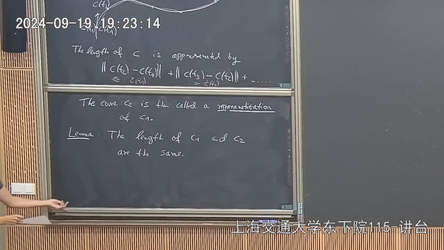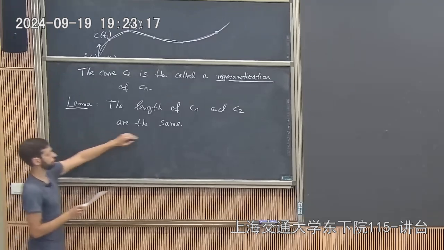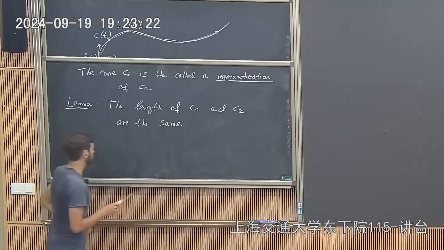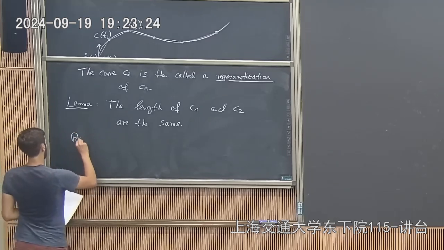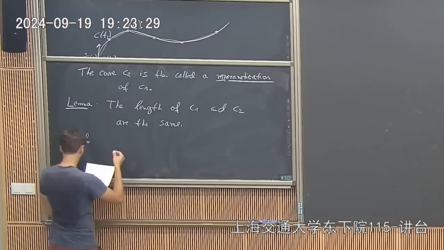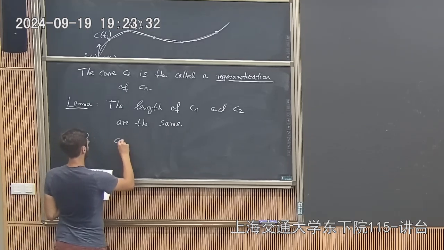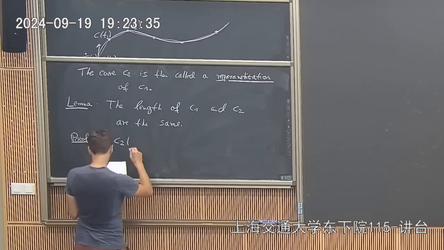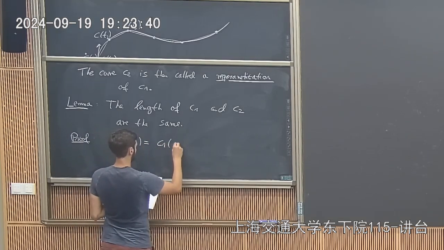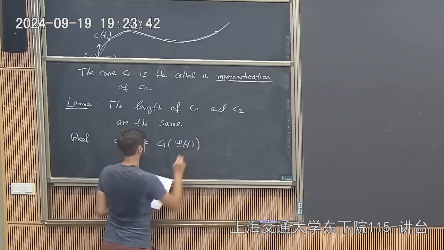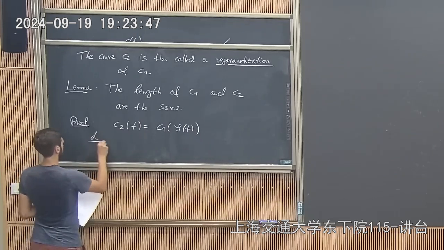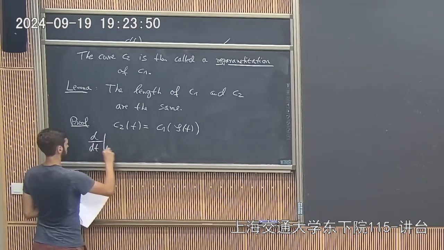So let's calculate this. Let's try to relate the length of C2 to the length of C1. And for this, we need to take the derivative. Just recall that C2 was defined as C1 of phi of t. And now we take the derivative with respect to t of C2.